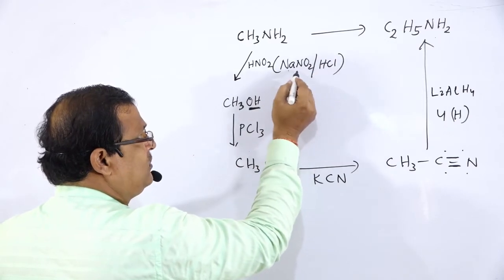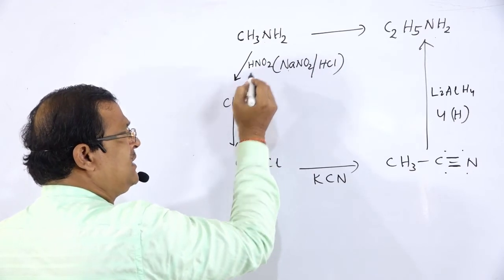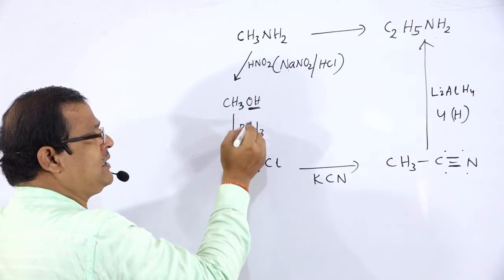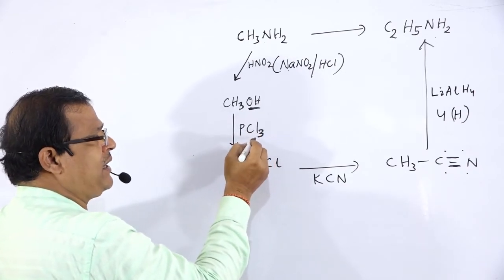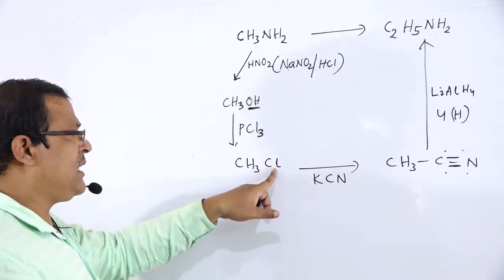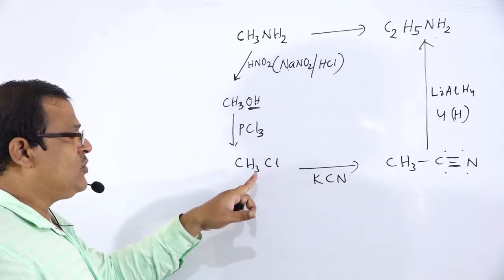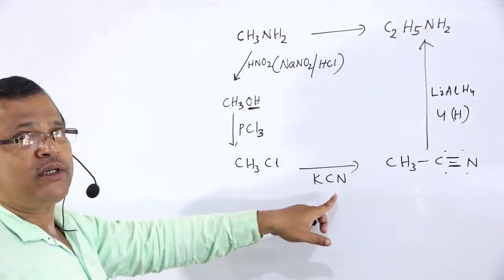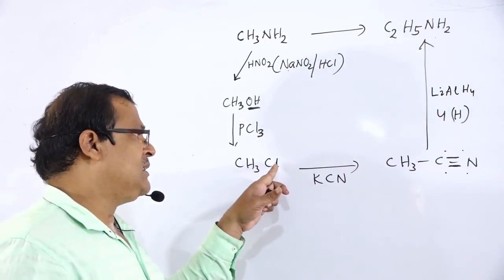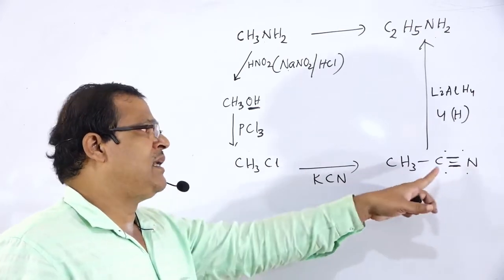NaCl and HNO2. Methylamine reacts with nitrous acid to form methyl alcohol. This methyl alcohol is treated with PCl3, PCl5 or SOCl2, where the OH group gets replaced by Cl. The methyl chloride then reacts with potassium cyanide, and KCl is removed, so Cl is replaced by CN.